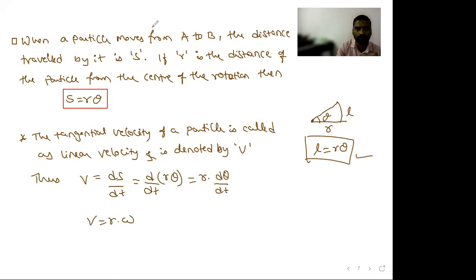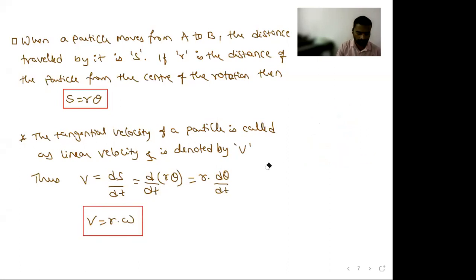What is the relation between them? Linear velocity is equal to R times angular velocity. Here linear displacement is equal to R times angular displacement. Do you all understand? Yes, sir. Linear acceleration is r times alpha. Okay, we'll see.